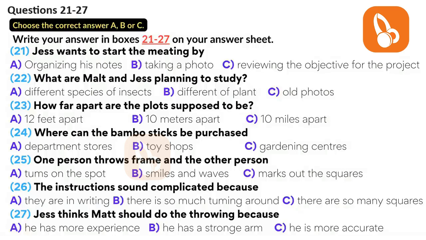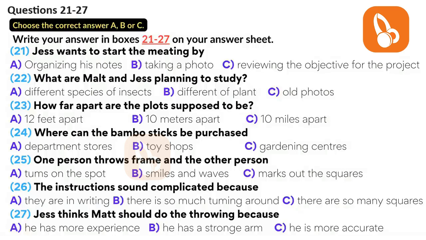Okay. One person stands roughly in the middle of the chosen area and throws the frame. The other person uses a tape to mark out the square where the frame landed and returns the frame to the thrower. The thrower then turns a few degrees on the spot and throws again. The thrower must turn slightly after each throw and vary the force of the throw until after the 10th throw they are pointing in almost the same direction as the first.